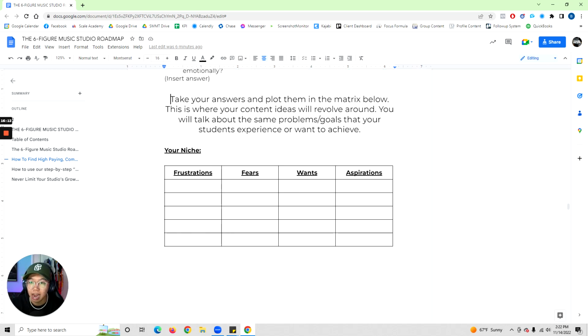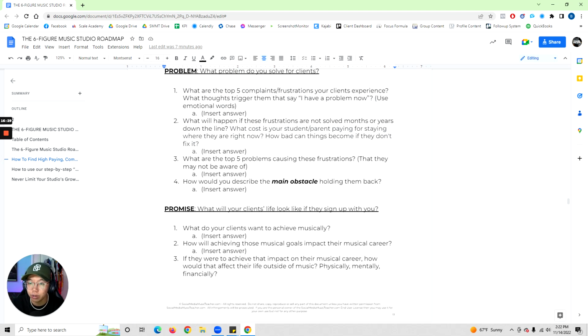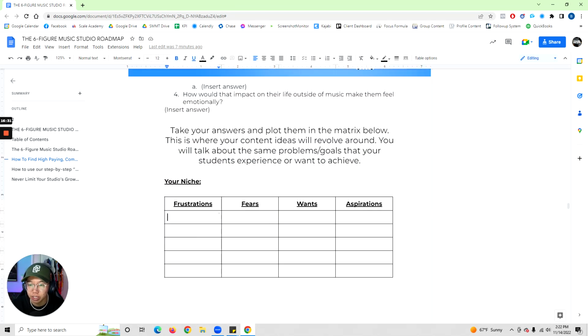And then lastly, after you've drawn out those things, take your answers, plot them in the matrix below. This is where you'll have your content ideas. This is where your content ideas will revolve around. So you'll talk about the same goals and problems that your students experience or want to achieve in your content. So after you finish this, all you want to do, just take whatever you wrote here, put it in this matrix. I find it's a lot easier to look at it visually in a spreadsheet like this. So make sure to do that.